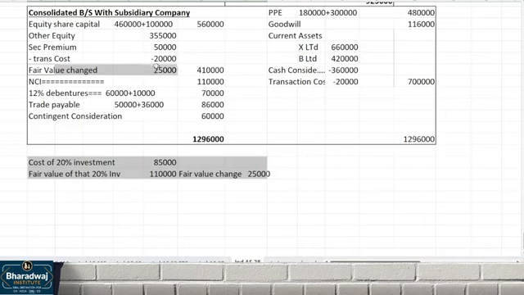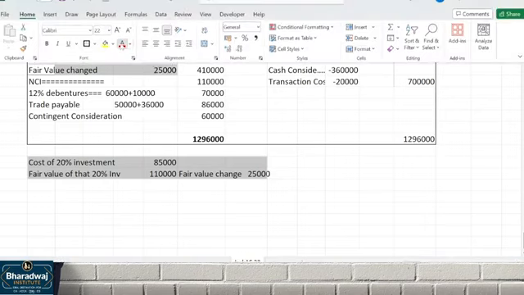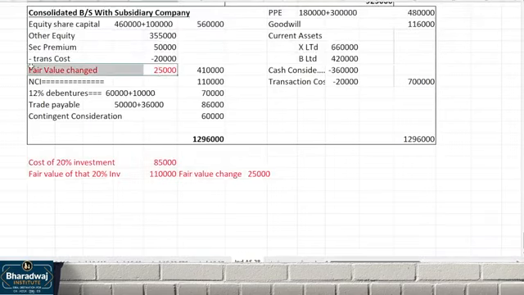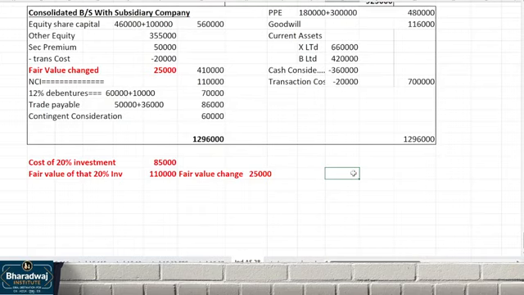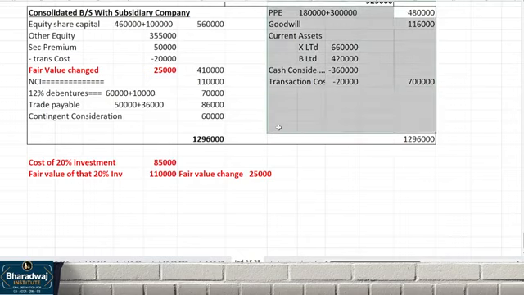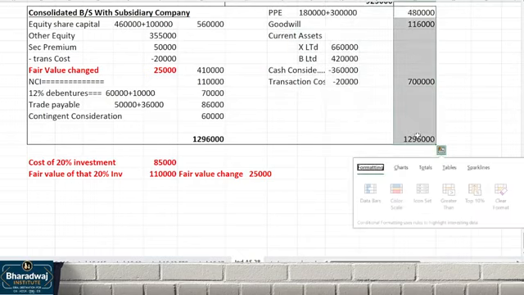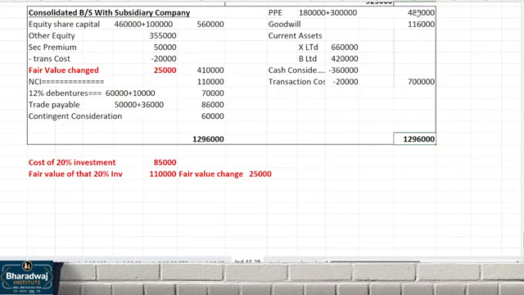Make a correction in your material also. The material has taken this as 10,000, but the fair value change is by how much? 25,000. That is the only difference between the previous case 2A and 2B. Please make a change in your material.